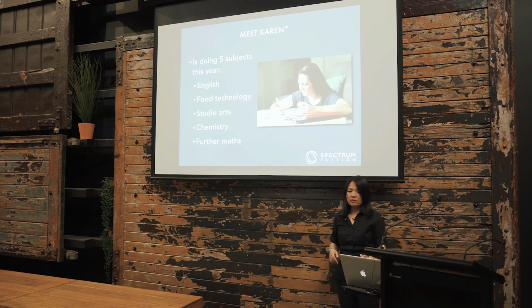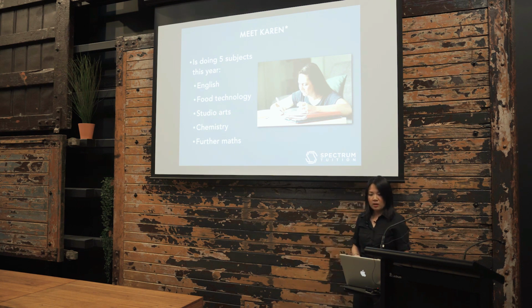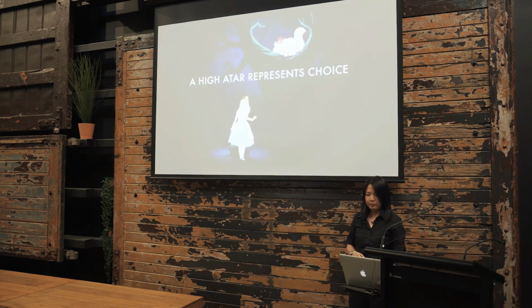So Karen is only doing 5 subjects, so already she's at a disadvantage because she's missing out on that last 10% increment, which could mean the difference between getting into the course of her dreams and not. So, as mentioned, she's doing English, food technology, studio arts, chemistry, and further maths.